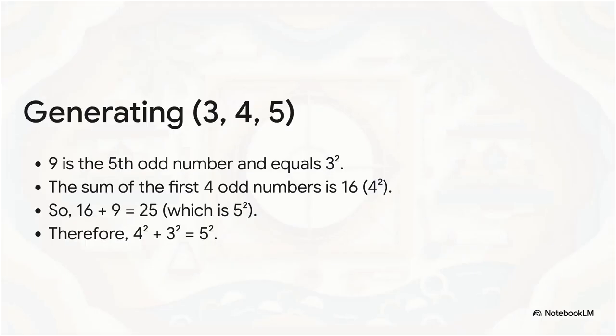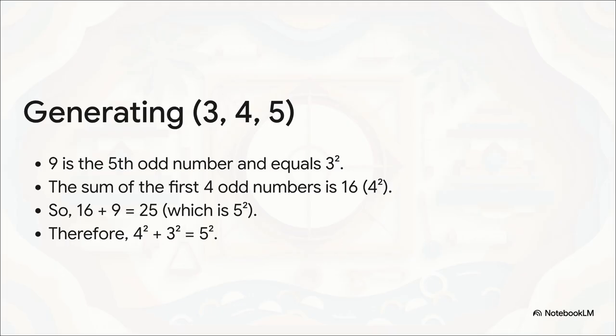Let's actually see this tool in action to generate the classic 3, 4, 5 right triangle. Watch this odd number magic trick. Take the number 9, which we know is 3 squared, right? And it happens to be the 5th odd number in our sequence. Well, what is the sum of the first 4 odd numbers right before it? It's 16, which is 4 squared. So 16 plus 9 equals 25, which is exactly 5 squared. 4 squared plus 3 squared equals 5 squared. We just generated a Baudhayana triple purely by understanding how odd numbers stack.